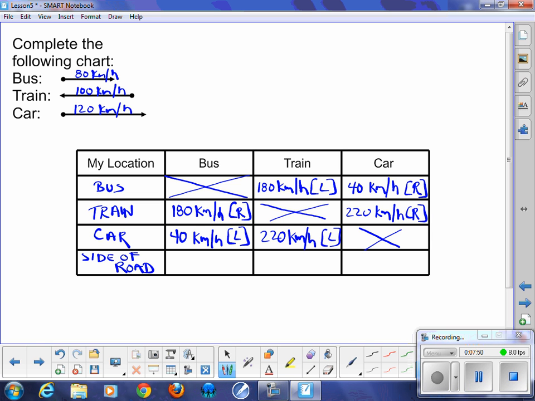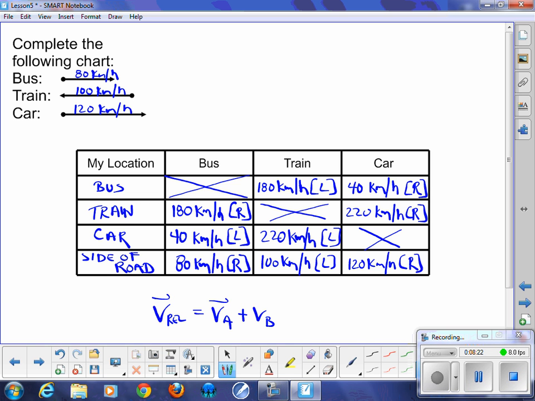Now, if you're on the side of the road and these objects pass you, your perception is exactly as they're moving. 80 kilometers an hour to the right, train is doing 100 kilometers an hour to the left, and finally 120 kilometers an hour to the right. Because your frame of reference, you're on the side of the road, you're stationary, and your reference is from that stationary point. So that's why we have that formula, V relative equals VA plus VB. It takes into account your motion as well as the motion of the objects around you.